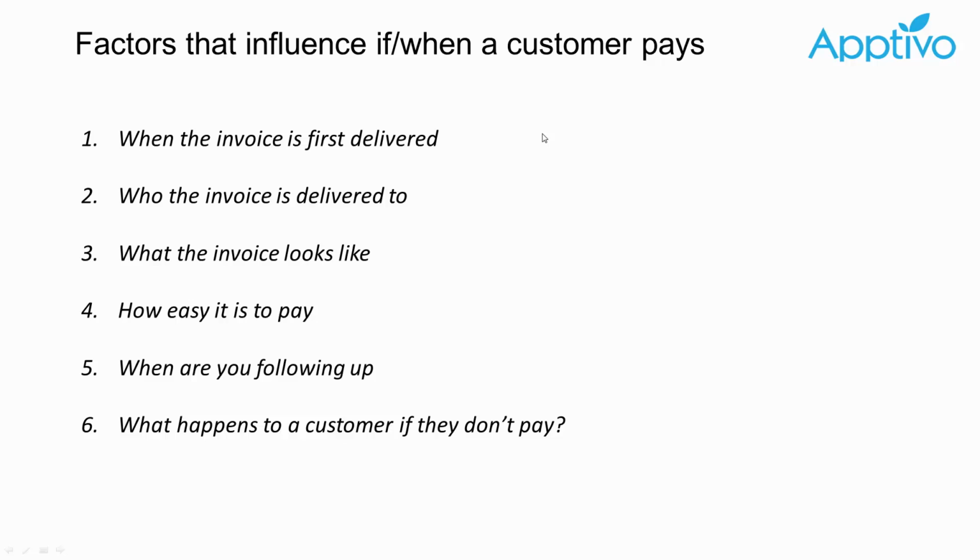So when we look at the factors that would influence why or when a customer would pay, or if they don't pay or pay late, why is it happening? We have 6 high-level things that we want to talk about right here.